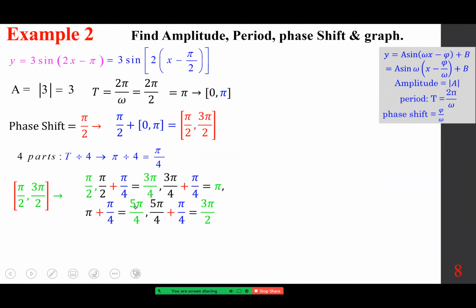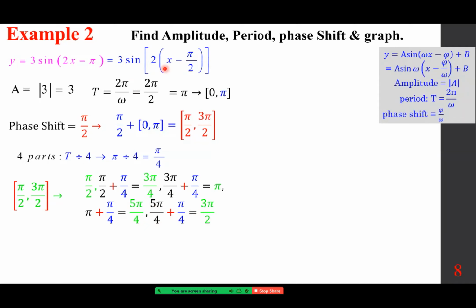And that's how we get that. Look at those green ones. This is the first point. This is the last point. We keep adding pi over 4. This is the next one. This is the next one. This is the next one. So we have 1, 2, 3, 4, 5. So all you have to do, plug them in here and evaluate them.